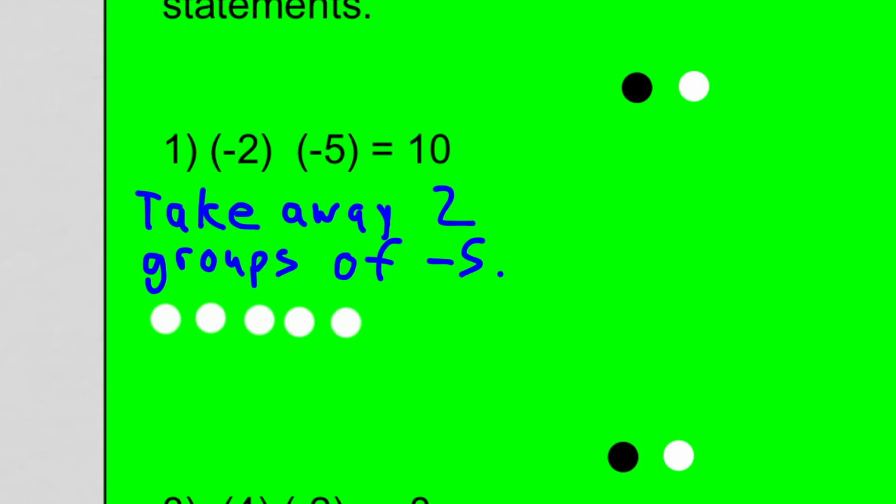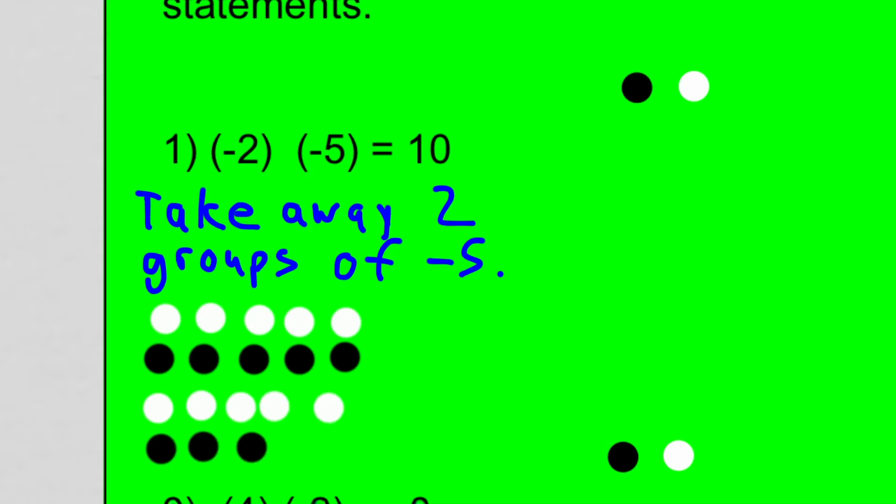So to take them away, to have them appear without actually appearing, I have to put positives to go with them. So with every negative, I put a positive. And now I've added 0, right? And I have to do that twice because I want two groups of that. So now I've added 0, but now I have the ability to take away two groups of -5. So I'll take away all the negatives, and what I'm left with there are the positives, positive 10.